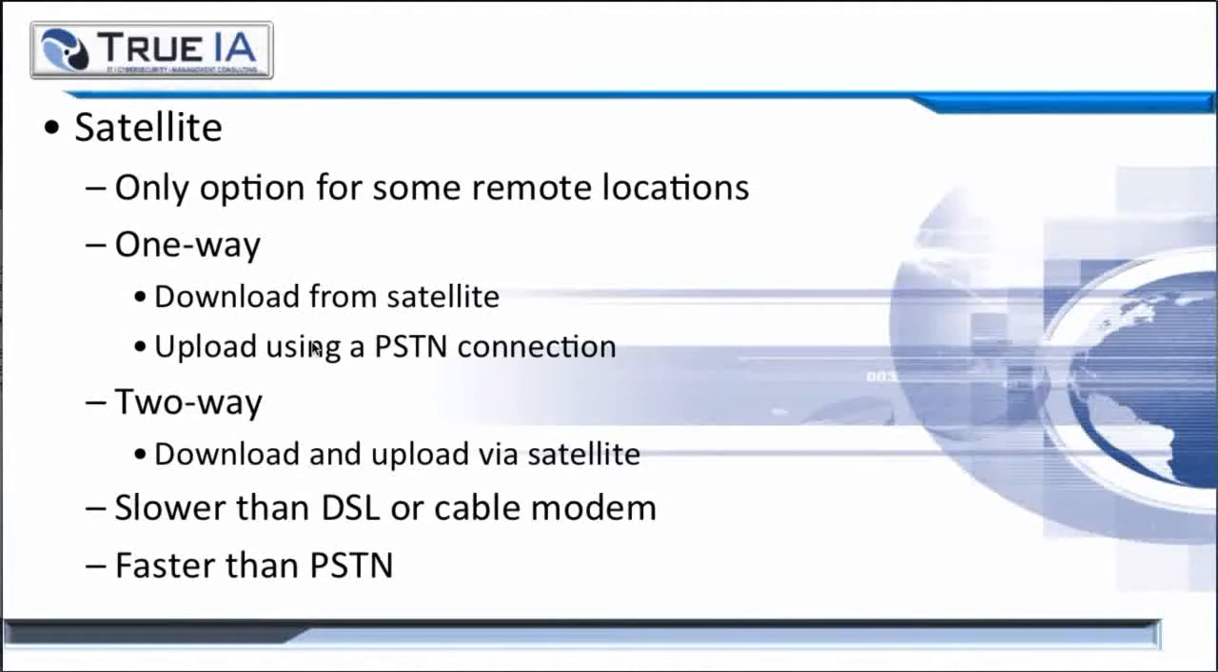Next is satellite. For a lot of rural and remote locations, this is the only way available to get on the internet. And with satellite, you have two options. You have a one-way option, which is to download the signal from the satellite, and then you'll upload using, for instance, your telephone line. Or you'll have the option of a two-way connection where you will download and upload via the satellite. However, satellite is extremely slow, much slower than DSL or cable, but it's faster than a plain old telephone line. So it's a nice middle ground, and especially if that's the only option that you have.